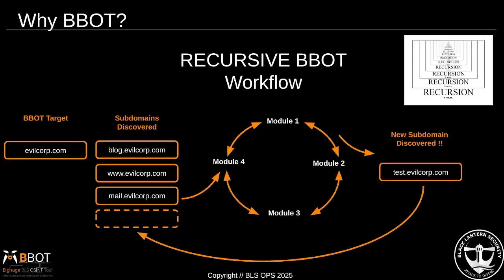In this recursive workflow we have a target, evilcorp.com. Say we discovered these 4 subdomains right off the bat. This can be through DNS brute force or a variety of subdomain enumeration modules that we have. BBOT then processes all these subdomains, and if it spits out any new subdomains, so if we find test.evilcorp.com, it'll automatically go back and run it against all the modules again, meaning that you'll then find, say, evil.test.evilcorp.com.